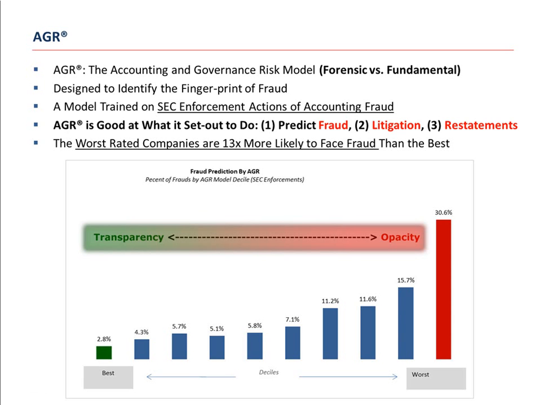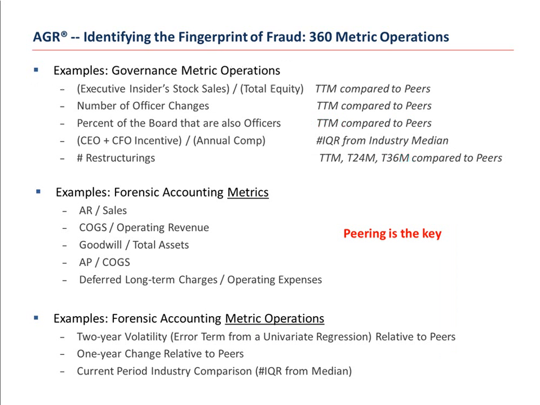It turns out that when you have a model that can predict fraud, you also have a model which can predict class action litigations, can also predict financial restatements, can also predict financial distress and bankruptcy. It turns out the worst rated companies are 500 times more likely to face bankruptcy than the best rated companies. So lucky for us, we had a fraud model.